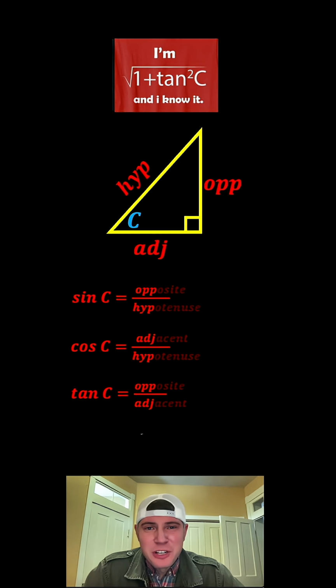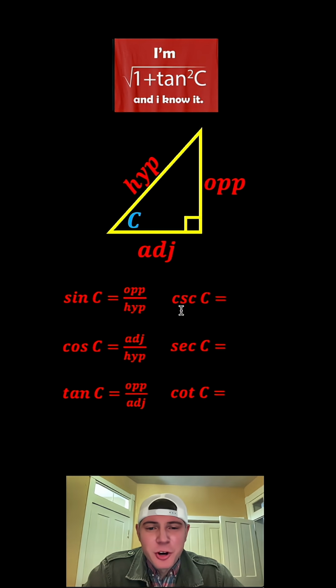So these are the first three trig functions. There are three more. There's cosecant of c, secant of c, and cotangent of c. These are the reciprocals of these ones. So for cosecant of c, we're going to flip things. Instead of opposite over hypotenuse, it'll be hypotenuse over opposite. And same thing, secant of c is hypotenuse over adjacent, and cotangent of c is adjacent over opposite.